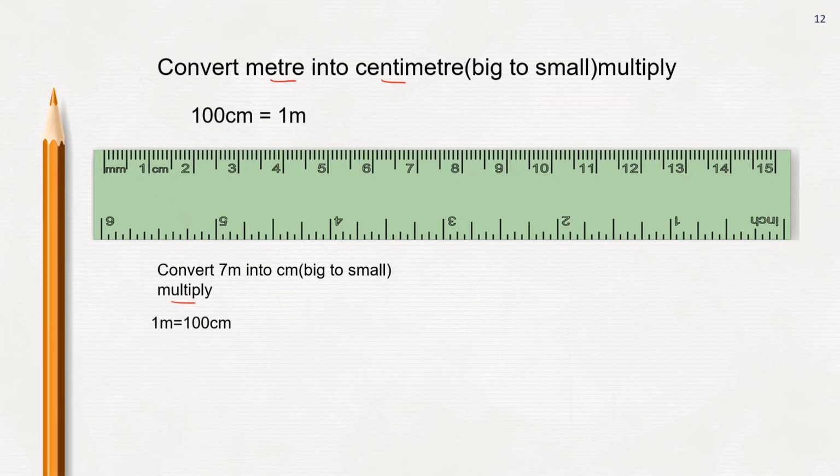So 7 meter equals 7 into 100 centimeter. What is 7 into 100? 700. So 7 meter is equal to 700 centimeter.